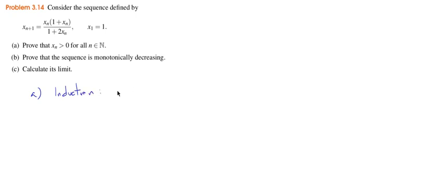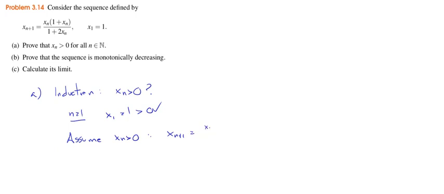So we have x sub n is greater than 0 for all n. Well, the first step is to check for n equals 1. x sub 1 is 1, which is greater than 0. Great. Now assume x sub n is greater than 0 for some value of n. Now what happens with x sub n plus 1? Is it greater than 0?